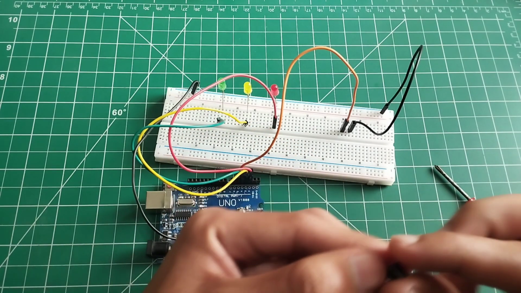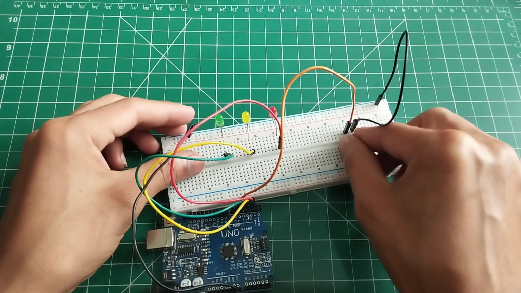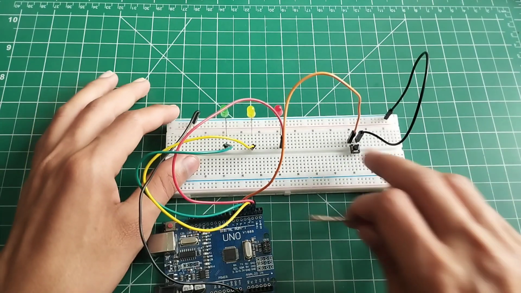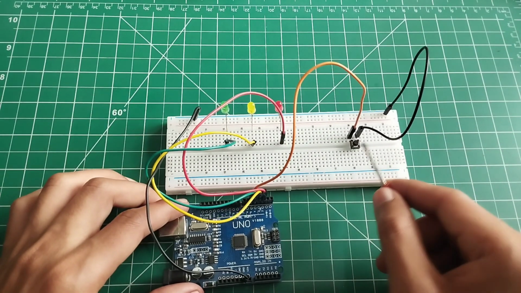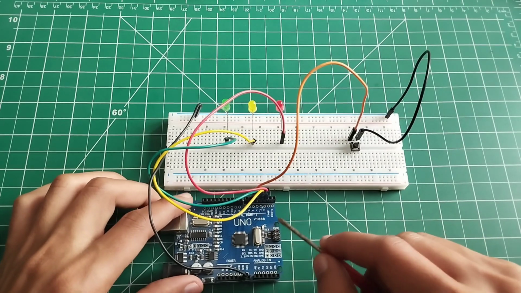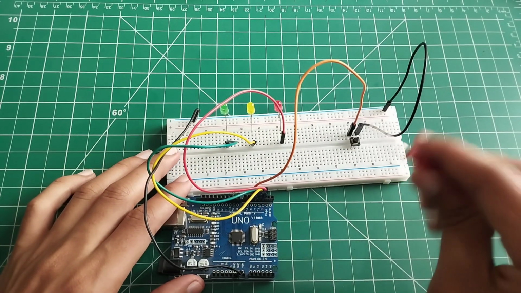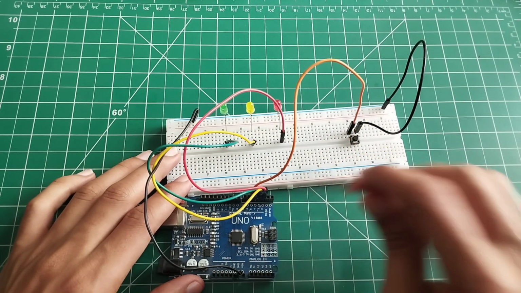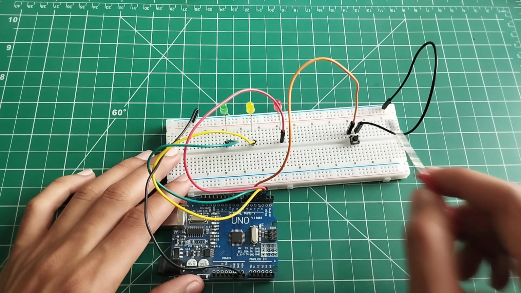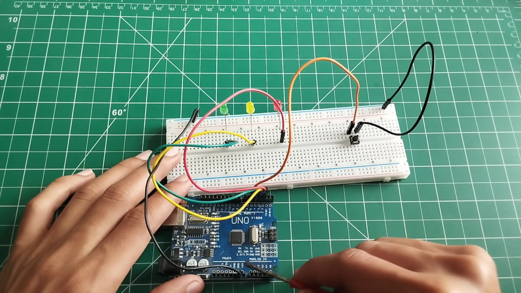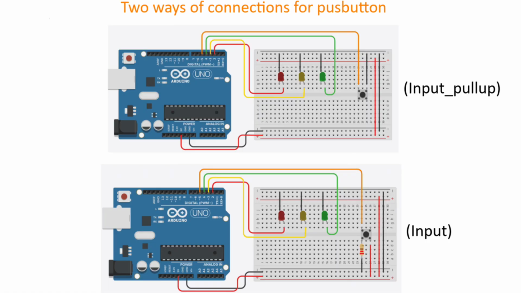Okay, so let me insert this push button on the breadboard. Now when I'm pressing the push button, the state of the pin which this push button is connected to, which is pin number 5 here, will be low, because by pressing this push button, this orange wire will be connected directly to this black wire which is connected to the ground, and the ground state is considered as low.